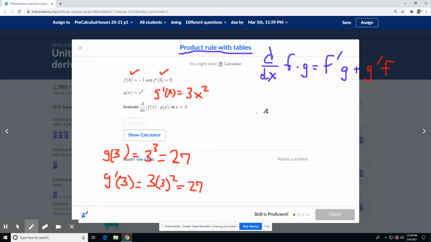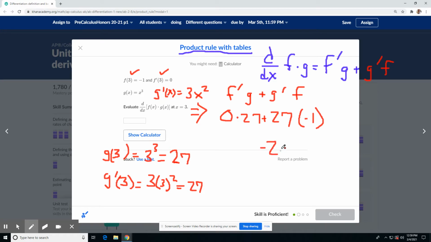Okay, so all we do is we just plug those into this function. So this is equal to, and I'll just write it up here to keep track, f prime g plus g prime f. All right, f prime at 3 is 0 times g, I don't need it, but I'll write it, times g at 3 is 27, plus g prime at 3 is 27, times our f function at 3, which is -1. This zeroes out, and we're left with -27.